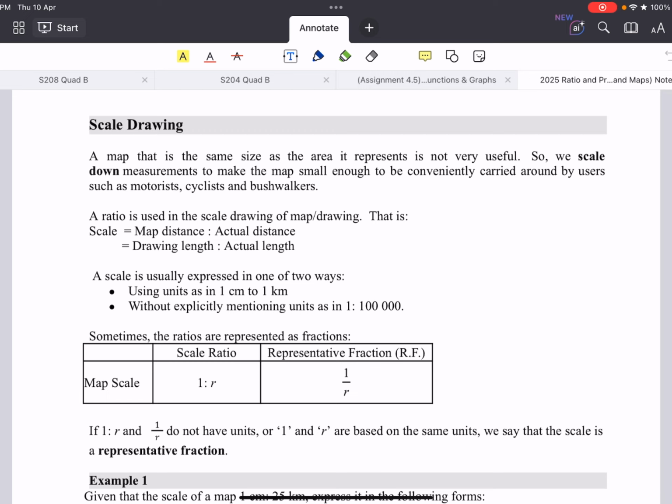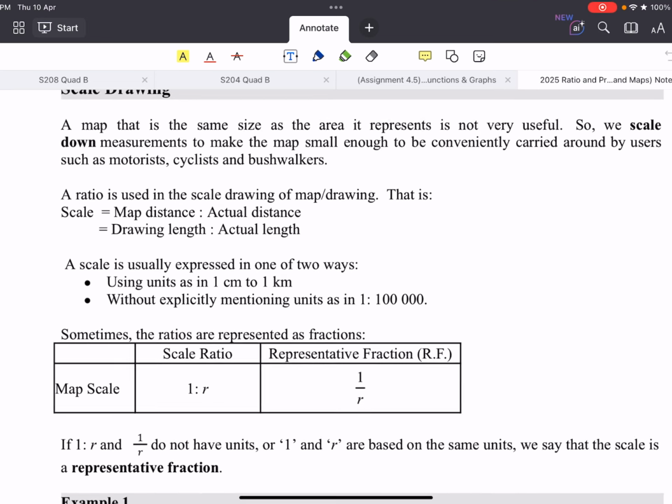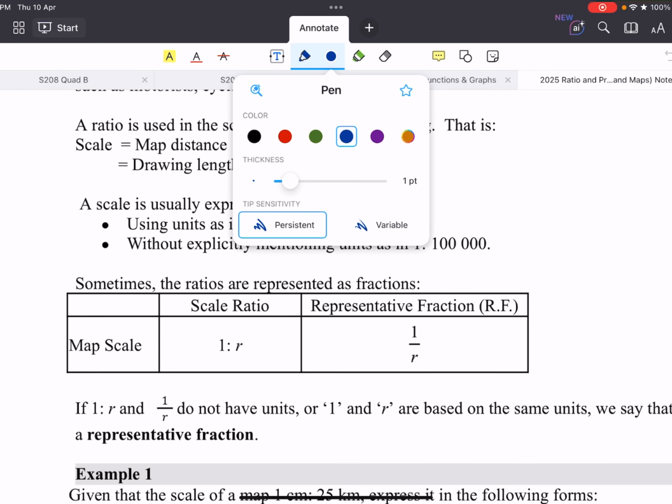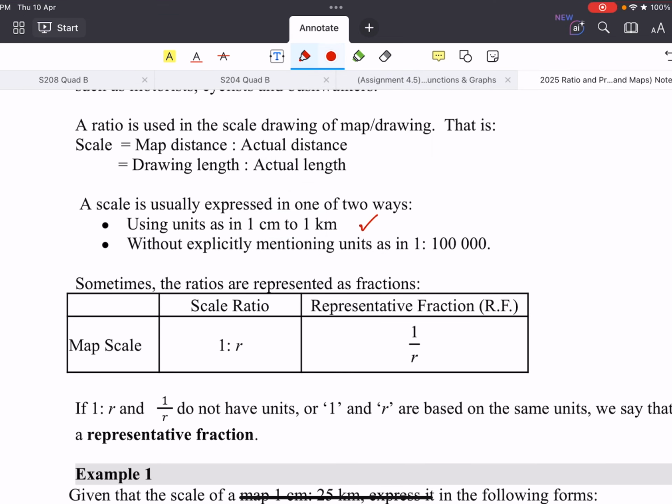So in order to represent this scale, we use a ratio, and this ratio is usually represented by comparing distances. So if I have a map, it will be the map distance to the actual distance, or it could be the drawing length to the actual length. So there are different ways to represent them. But what are some of the standard ways that we represent them, right? So the standard ways that we represent them is these two. Let me highlight it for you. These are the two standard ways we represent them.